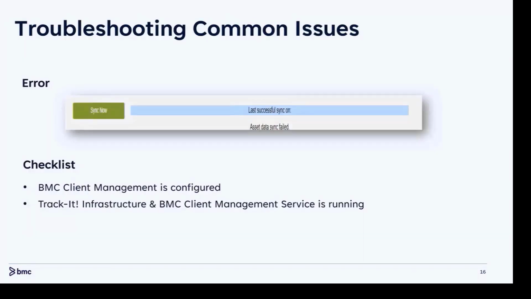Let's have a look at few common errors related to asset management module. The first one is asset data sync failed. The primary reason for this error is BCM not configured correctly. Here we need to check if database name entered is correct or if database or BCM user is not locked out. Although there could be different root causes for this error depending upon specific environments, majorly this issue is experienced if Trackit infrastructure service or BMC client management service is stopped or stuck. Restarting the services will normally fix the issue.